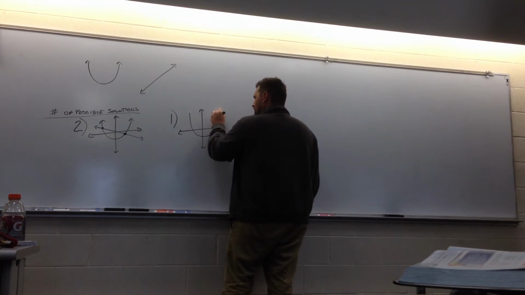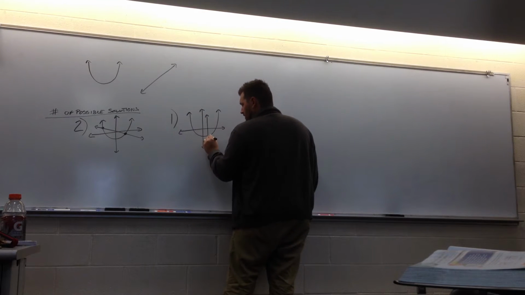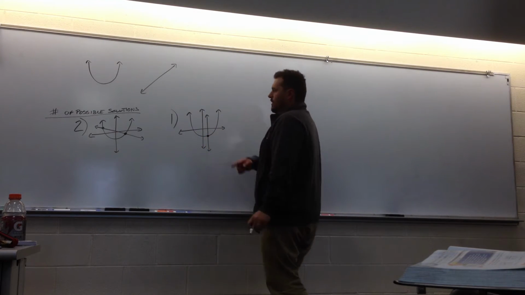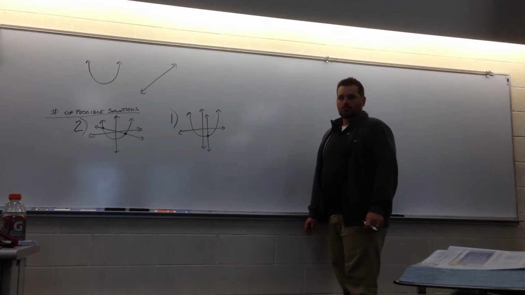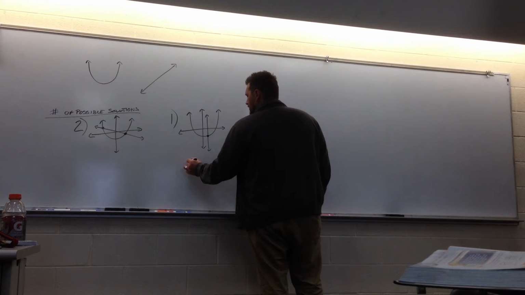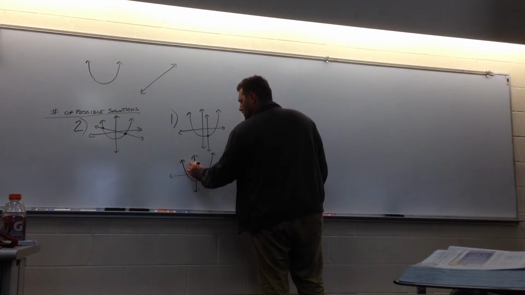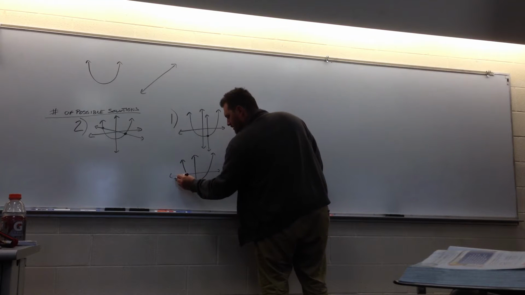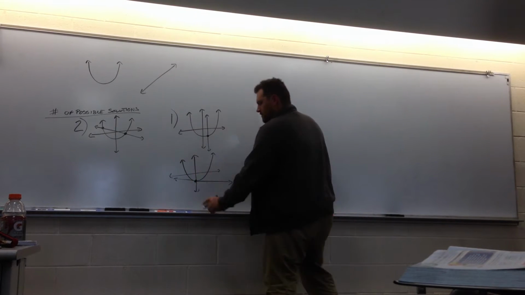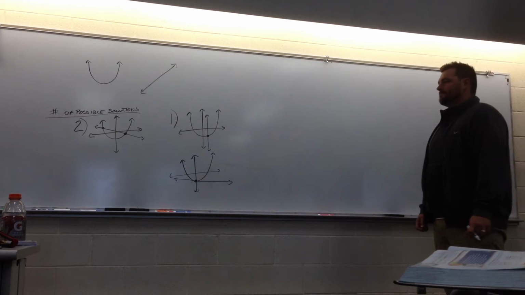So if I have something like that, and then a line like this, is there any other way I can get only one solution? What if I went like this? If I have my parabola like that, and I have a line like this, they call that a tangent. It only hits one point.